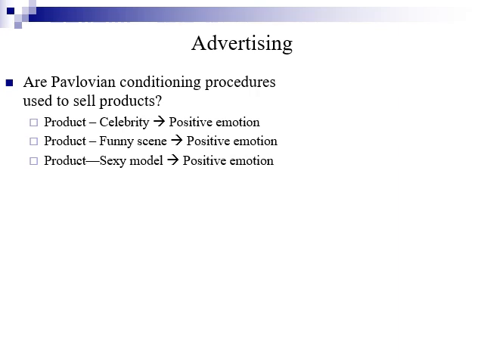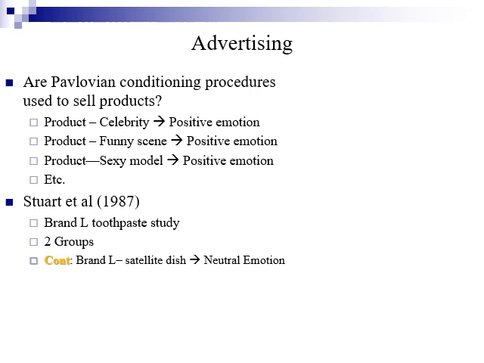Here's just one example. Stuart, 1987. This is known as the Brandel toothpaste study. It's a relatively simple experiment. There are two groups of people. The control group saw Brandel toothpaste. This is just a picture of a tube of toothpaste that says Brandel on it.